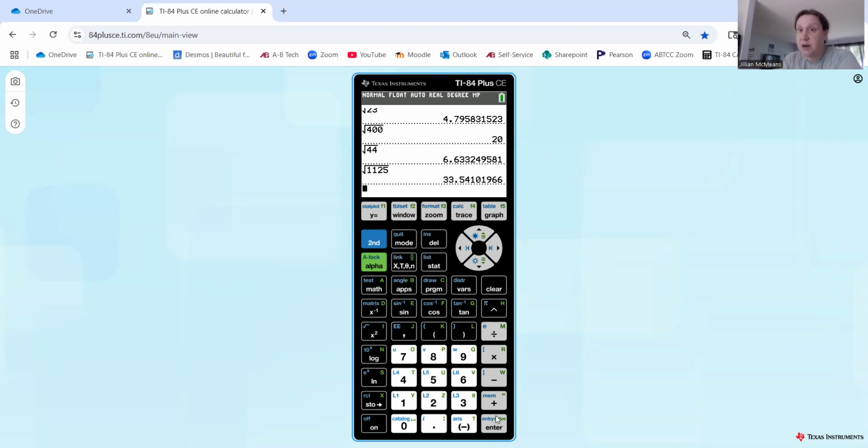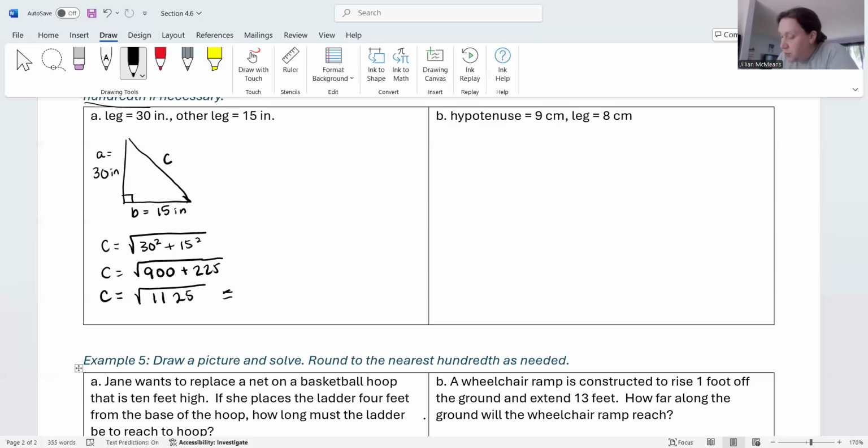Remember, the directions said round to the nearest hundredth. So I've got 33.54 in the hundredths place. To the right of that, I have a 1, which tells me to round down. So I'm just going to get approximately 33.54. So this equals approximately, let's use the wavy equals, 33.54, and our unit is inches.